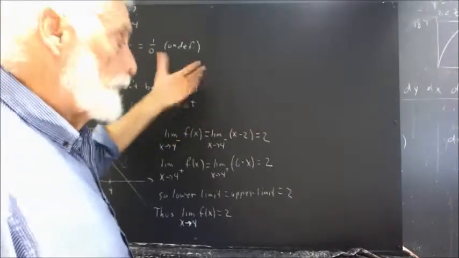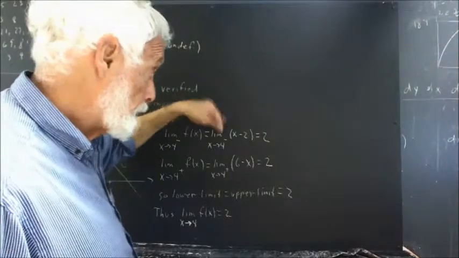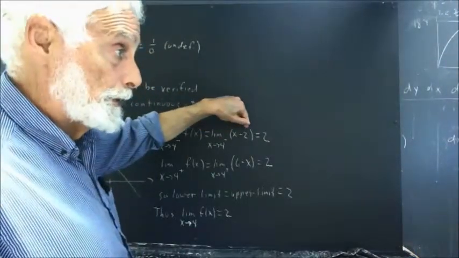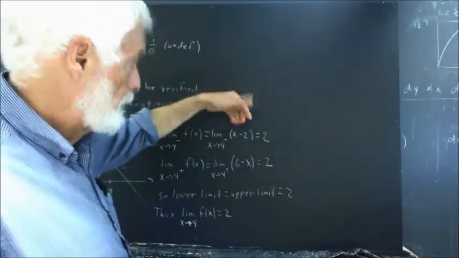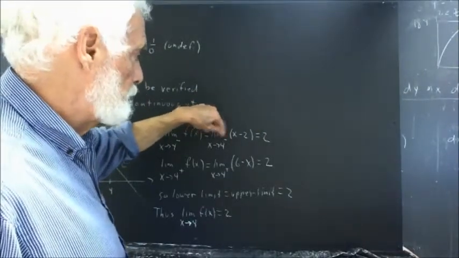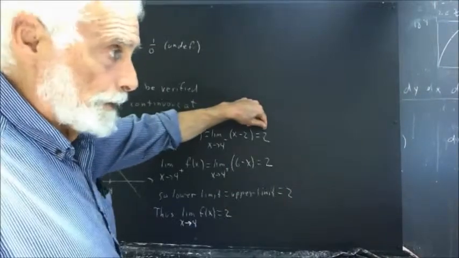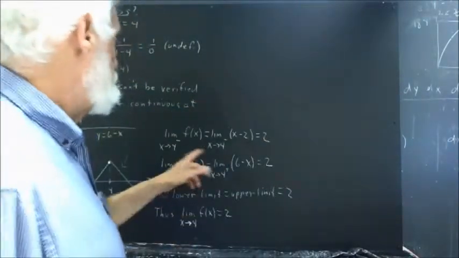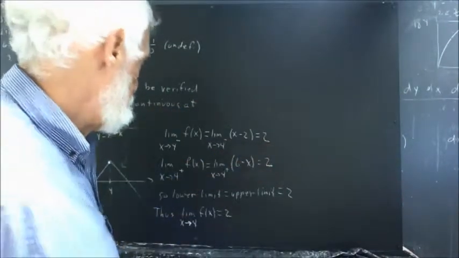So if x is 4.001, x minus 2 is 2.001, very close to 2. And the closer we let x be to 4, the closer our result is going to be to 2. So we can say that this limit is 2.